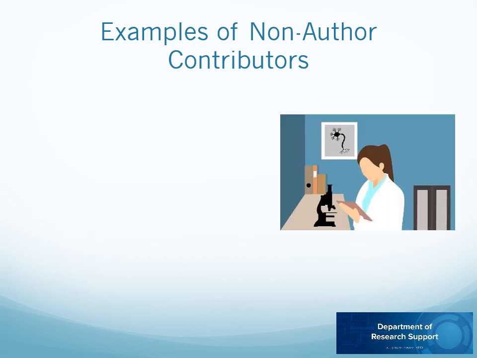Some other examples of non-author contributors are individuals who are involved with the conduct of the study, but they do not meet all 4 authorship criteria. For example, a lab assistant who collected the experimental data should be listed in the acknowledgments. Without their assistance collecting the data, there would be no study to report.